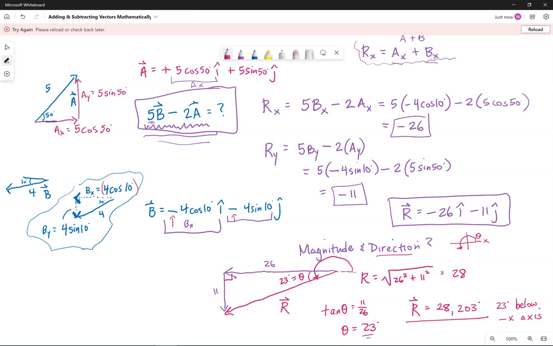So I will do a couple more examples separately so you can watch them separately. And then the last thing we will talk about specifically for the vectors chapter is a tilted axis, which we'll get to.